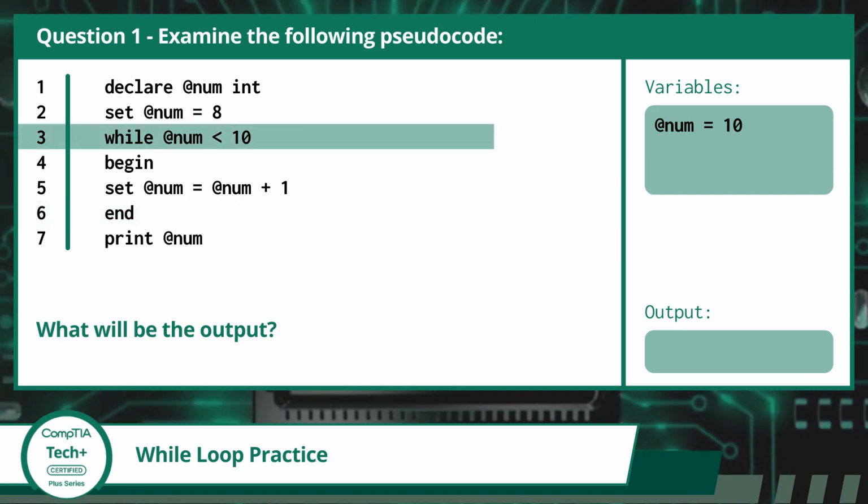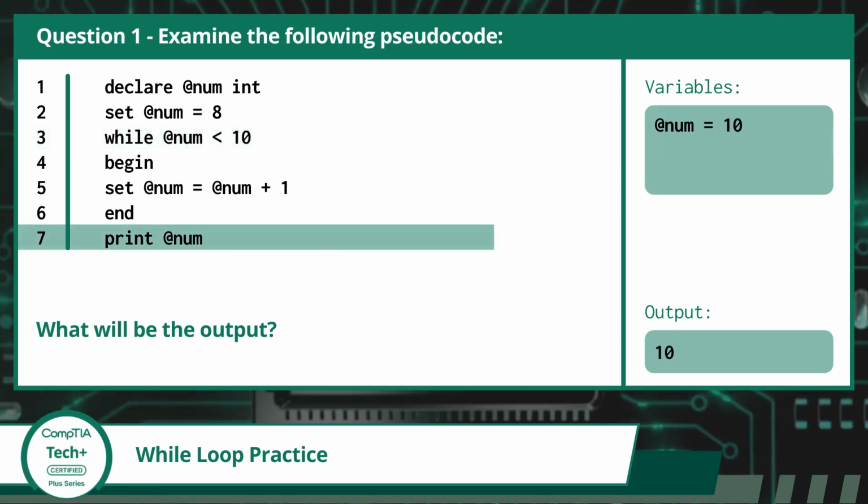And finally, we pop back up to the top of the loop to perform our condition check a third time. This time we see that our variable at num is equal to 10, but no longer less than 10, so our condition evaluates to false. This causes our program to move to the next line of code after the while loop, which happens to be line 7. On line 7, our program prints out the current value of at num, which is now 10. So our answer to this question is 10.